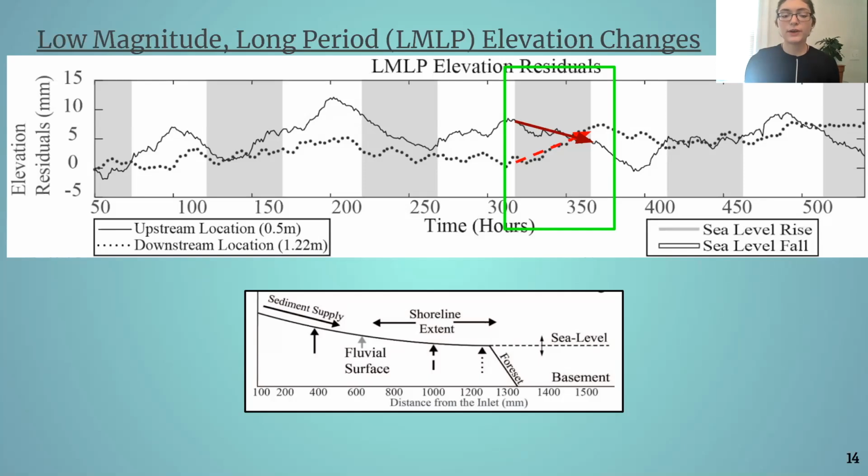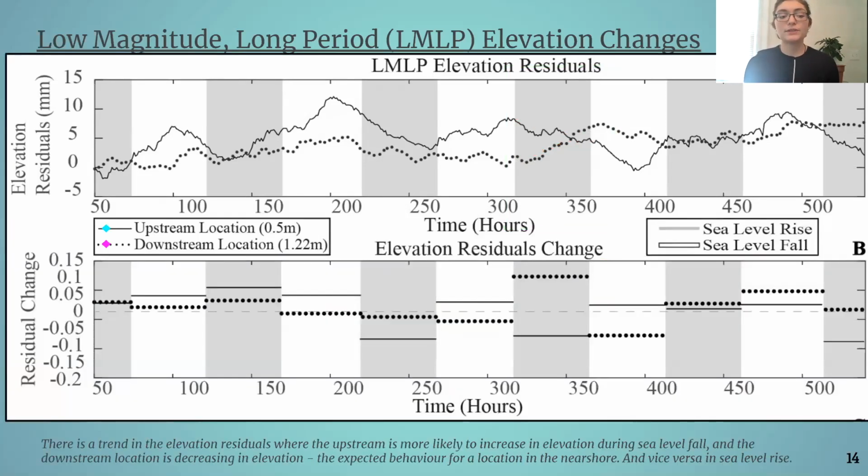And I calculated the trend in each of these windows by using another math trick called the average rate of change. And when we plot this average rate of change across the experiment, there is a trend in the data that matched what we saw in the high magnitude experiment. The upstream location is increasing in elevation during sea level fall, while the downstream is decreasing. As sea level rises, the downstream increases in elevation and the upstream is decreasing. These are the same opposite trends we saw in the first experiment, meaning that the upstream location is having roughly half a period of lag in when it responds to sea level.